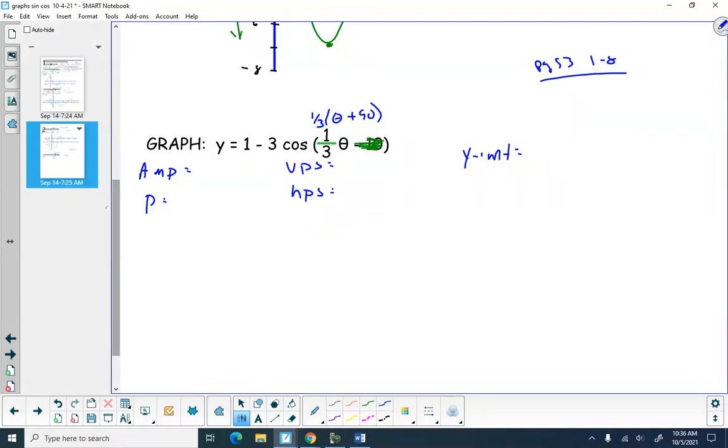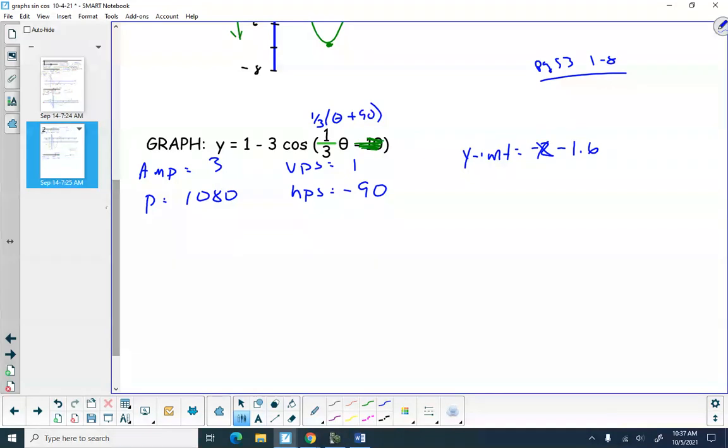Okay, look at the values. Amplitude, period, Braylon, what do you get? 3 and 1080. That's correct. Vertical, horizontal phase shift, Allie, what do you get? 1 and -90. That's correct. And y-intercept, what do we come up with for the y-intercept? Negative what? -2? Go with that? We good? No? Negative 1.6? Is that better? All right.